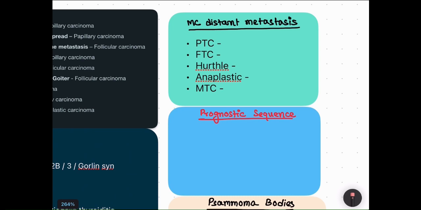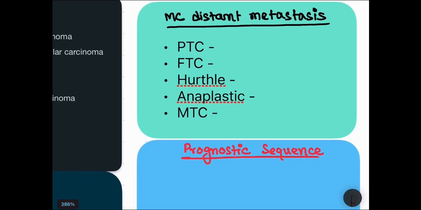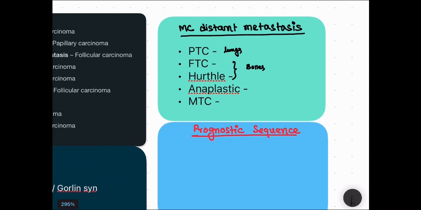Now discussing the most common site for distant metastasis. As we know, papillary thyroid cancer spreads mostly by the lymphatic route to the Delphian lymph node or level 6 lymph node. But the hematogenous route is to lungs. Hematogenous spread is to the lungs. Follicular thyroid cancer and Hurthle cell cancer, their distant metastasis is to bones. Anaplastic variety hematogenous spread is to the liver, very important. Okay, and medullary thyroid cancer is again to the lungs. So this is what you have to remember.